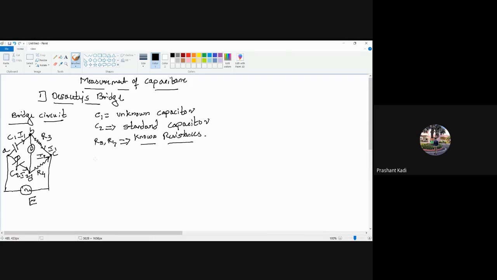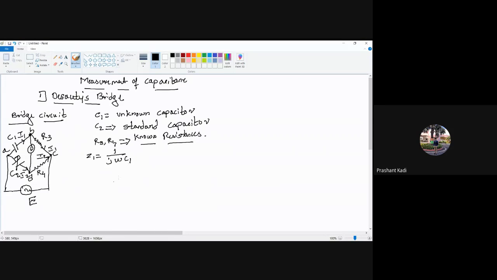So what is Z1 here? Z1 equals 1 by J omega C1, right? It is having only the capacitance. It's capacitive reactance.